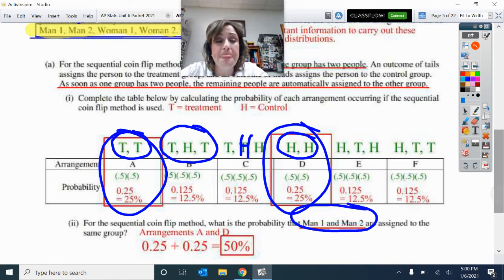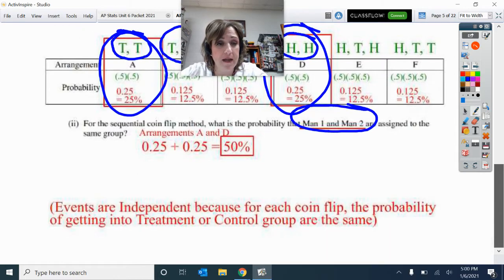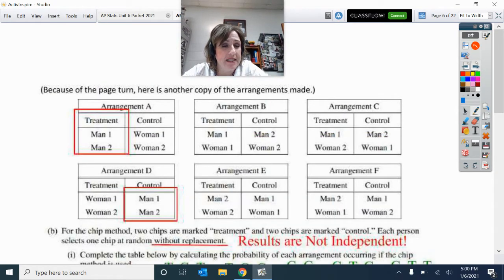With this method, there's a 50% chance that the men are going to end up in the same group, either both in the treatment or both in the control. Do keep in mind, those events are independent, so from coin flip to coin flip, it still stayed 50%. Now, let's take a look at the next page. The arrangements are just reprinted here because of the page turn. But here we have a different situation.